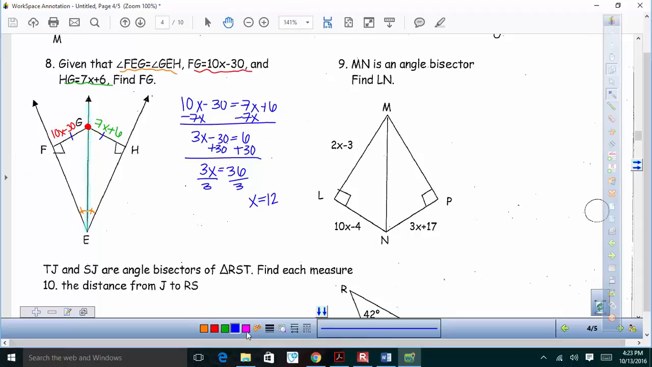Okay, they asked me to find FG. So FG equaled 10x minus 30. So I'm going to take 12 and plug that in. So 10 times 12 is 120 minus 30 is 90. So FG equals 90.